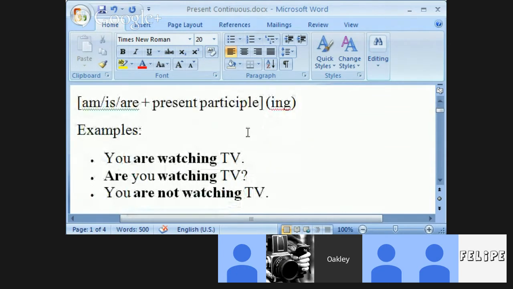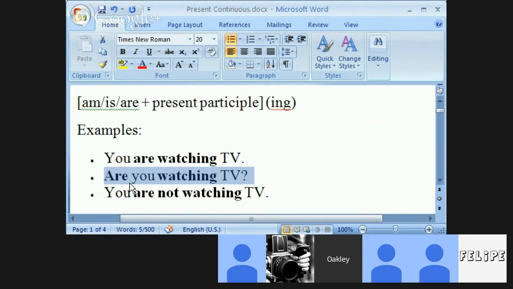Let's take a look at what the present continuous looks like in a positive statement. It looks like this. You, subject noun, followed by the verb construction. There it is. Are watching. Here we have an object noun. It's not necessary to have an object noun, but here we have one. TV. It's pretty straightforward.